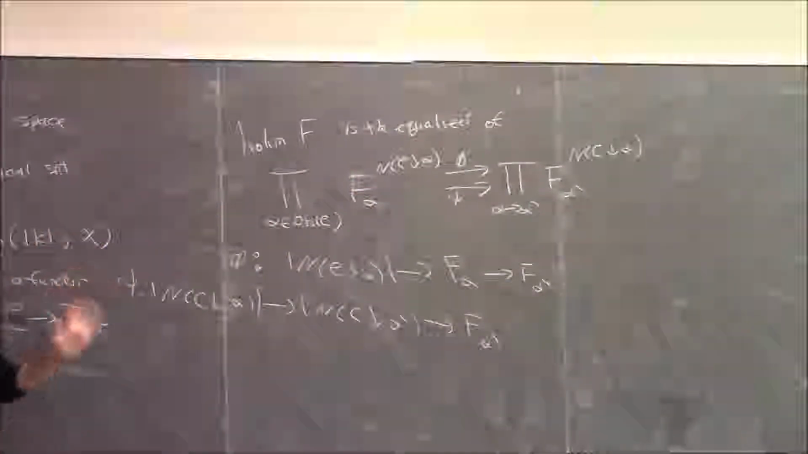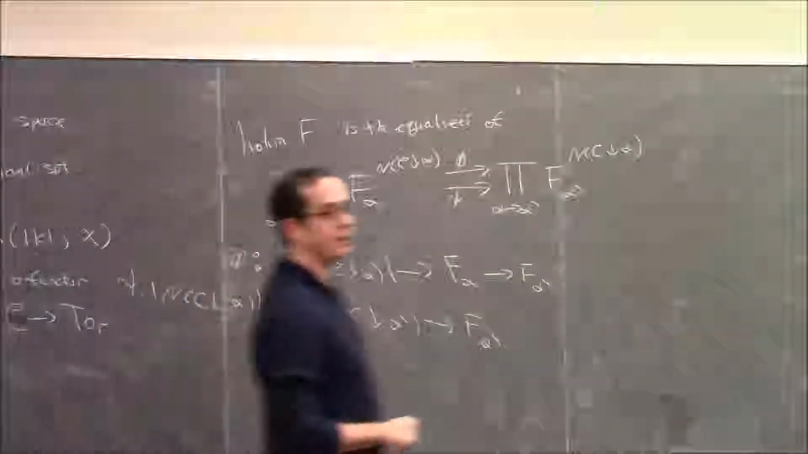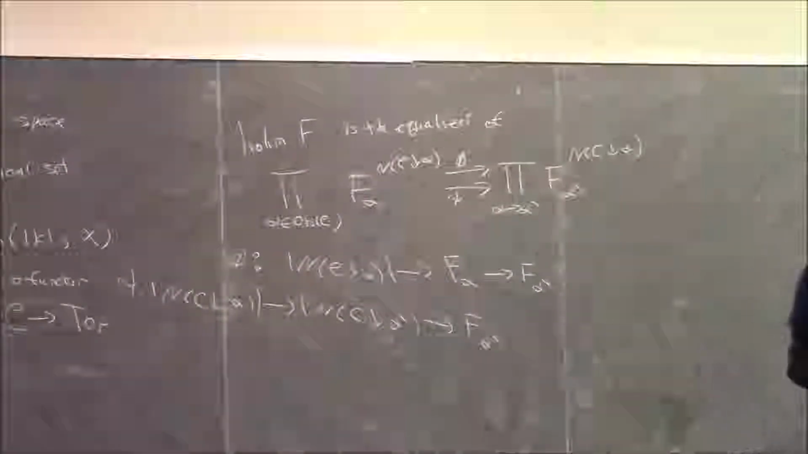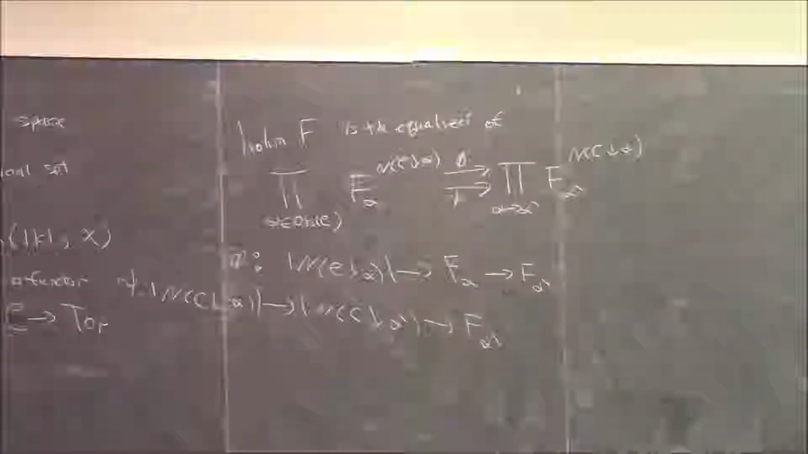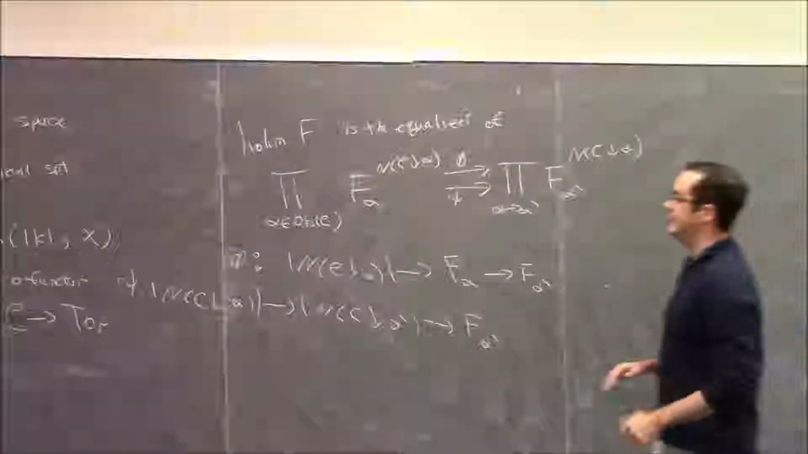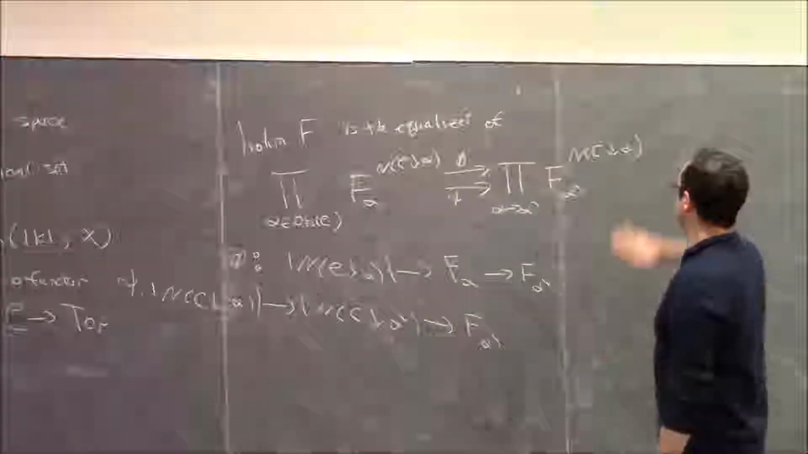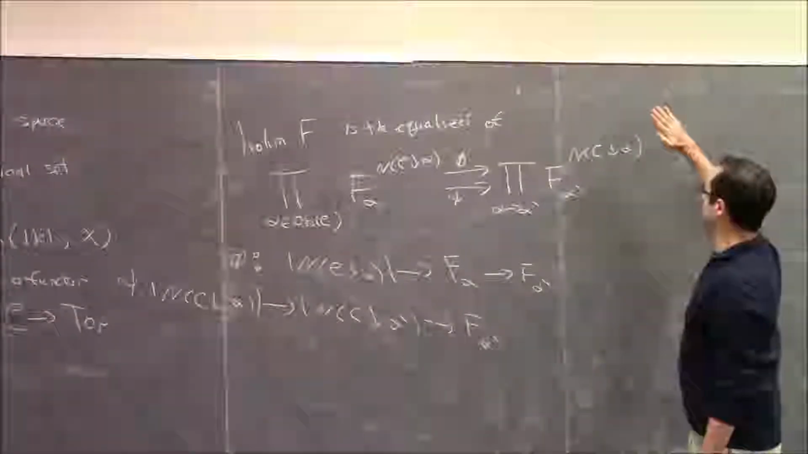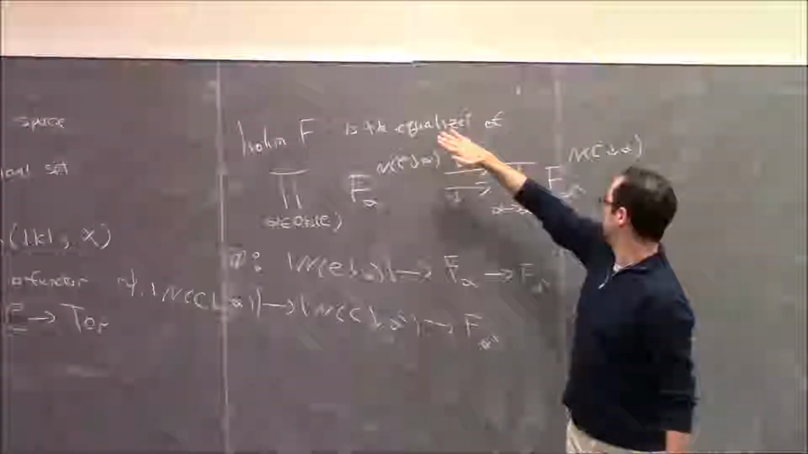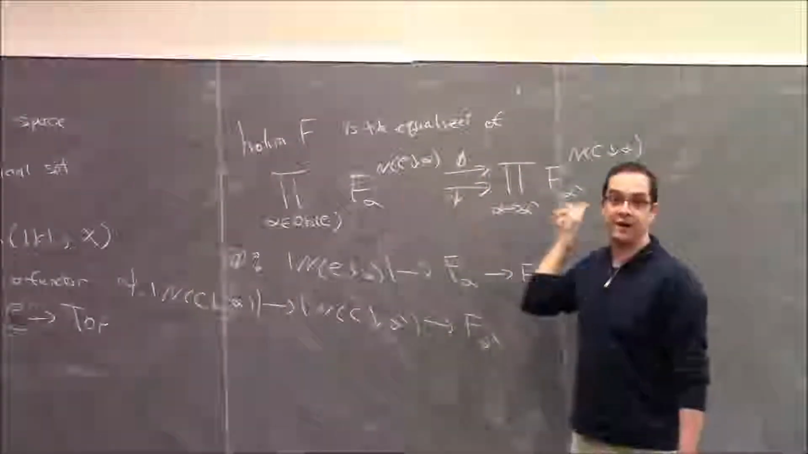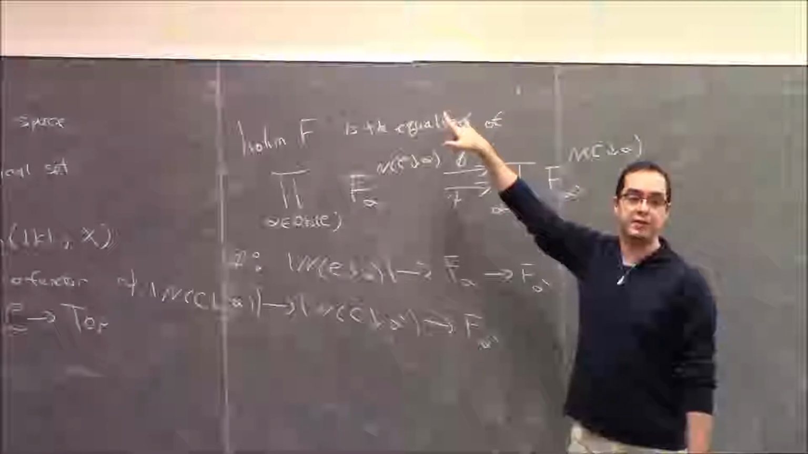Ordinary equalizer. Just before you go, what would be the ordinary limit of F? What would you change there? I think it would just be F alpha to F alpha prime. We won't be taking these powers.